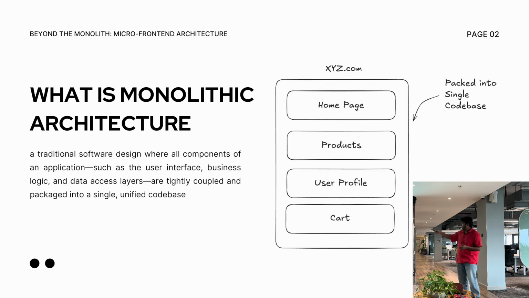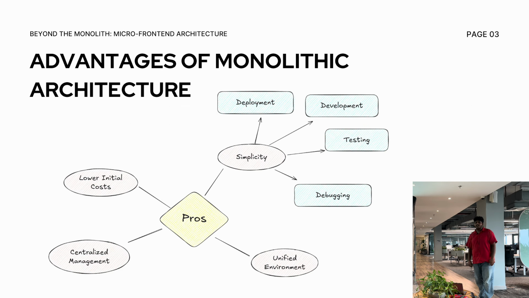As you can see in the image, there's a website called xyz.com, and when we go to the code base of that website, homepage, products, user profile and cart are all tightly packed into a single code base. We all know that monolithic architecture has advantages as well as disadvantages. Before we go into the disadvantages or the issues with it, I would like to explain the advantages of the monolithic architecture.